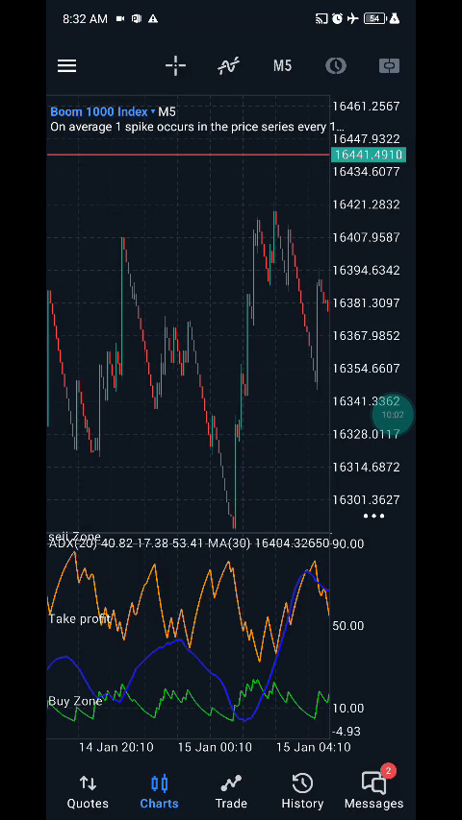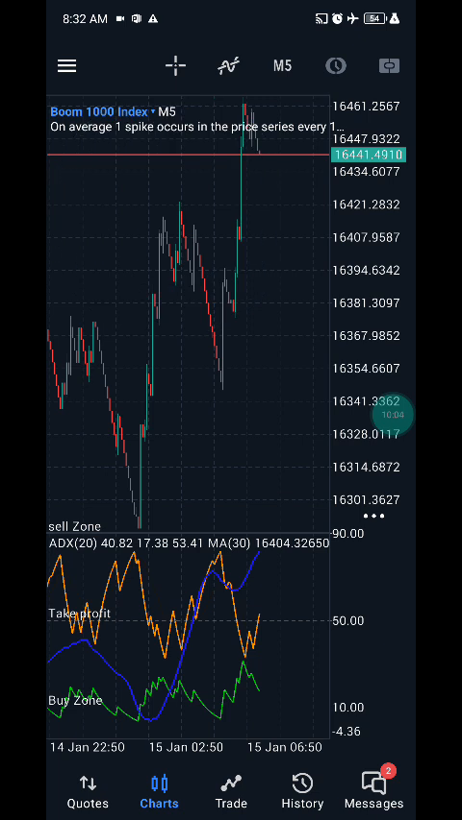That is the setup of this strategy. Don't forget, just follow the instructions and you are going to make a massive profit.